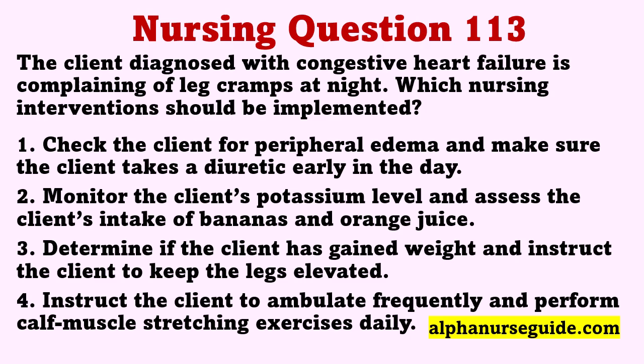The correct answer is 2. Monitor the client's potassium level and assess the client's intake of bananas and orange juice. The most probable cause of the leg cramping is potassium excretion as a result of diuretic medication. Bananas and orange juice are foods that are high in potassium.